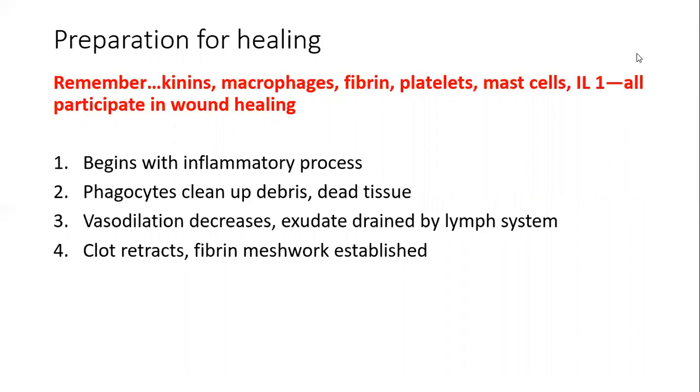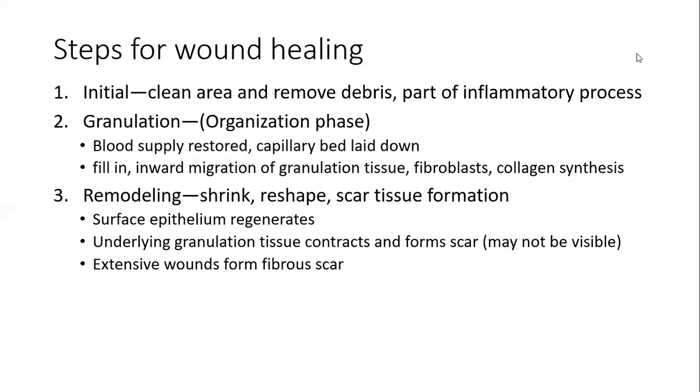Some of those constituents are phagocytes, which clean up the debris and the dead tissue. Then as vasodilation decreases, the swelling drains from the tissues and goes into the lymph system, this body sewer system. And then the clot retracts and the fibrin meshwork that holds it in place is established. So that's the first underlying things that happen in healing.